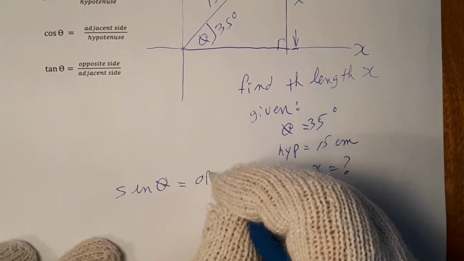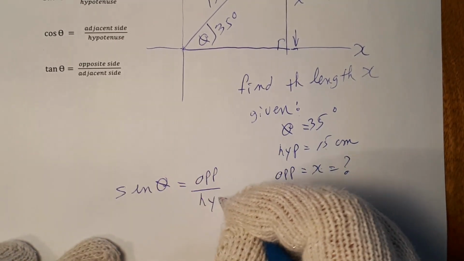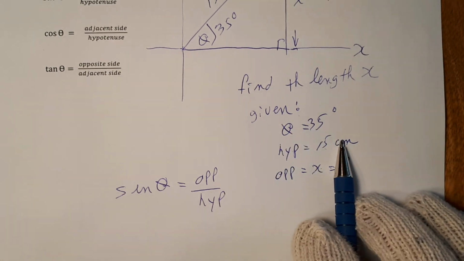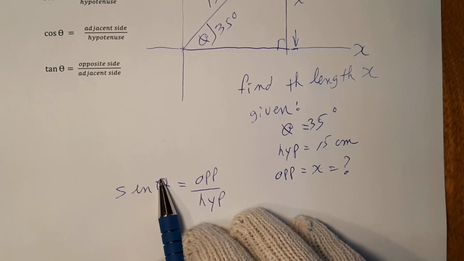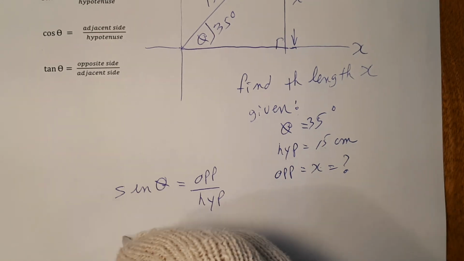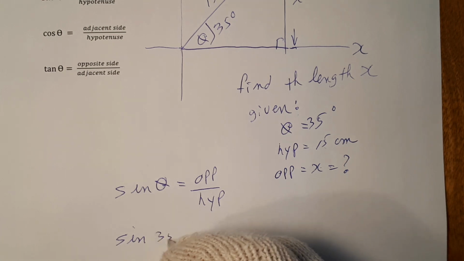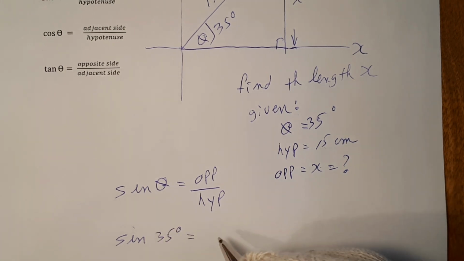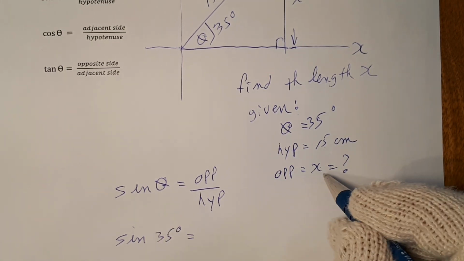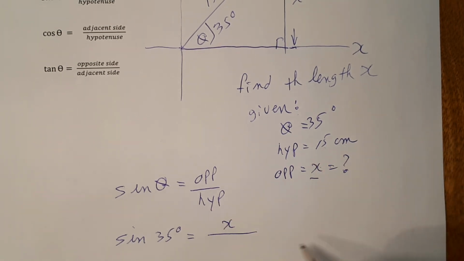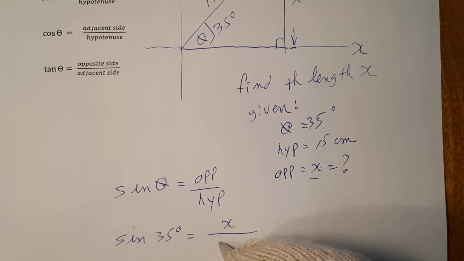Sine theta is equal to opposite divided by the hypotenuse. We have all the information we need right here, just a matter of taking this information out and putting it into the equation. The angle theta is 35 degrees, so sine 35 degrees is equal to the opposite, which is what we don't know, so we're going to simply call that x, divided by the hypotenuse, which is given to us as 15 centimeters.